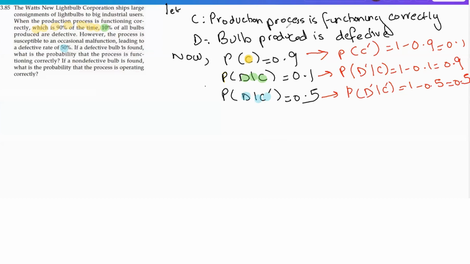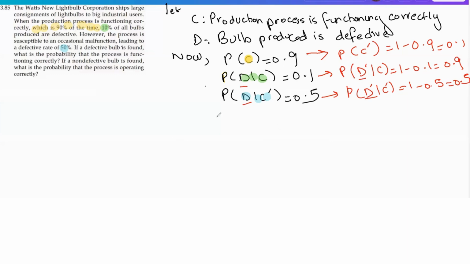So first we defined our events, then we looked at what probabilities were given to us, and from there we found what probabilities can be inferred using the complement rule, because it will either be functioning correctly or won't be. And given it's functioning correctly, it will either be defective or it won't be defective. Similarly, given it's not functioning correctly, it can be defective or it cannot be defective.